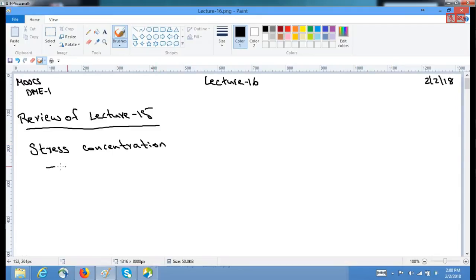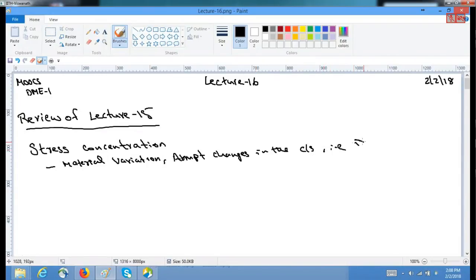We have seen that stress concentration may be due to material variation, or due to abrupt changes in the cross section, that is, discontinuities, surface irregularities and other kinds of things because of manufacturing considerations. And because of these causes, stress concentration is inevitable.